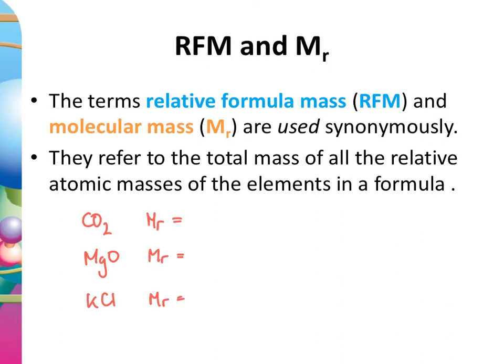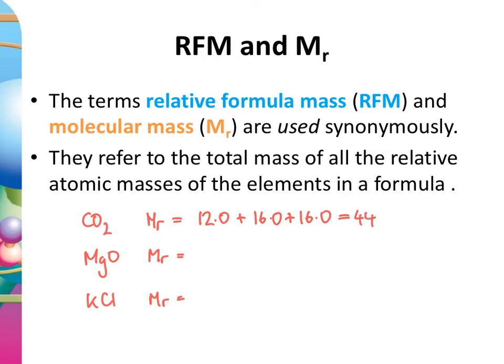Okay, so we're starting with carbon dioxide, and carbon has a relative atomic mass of 12.0, and there's only one of those. And then we have two oxygens, each of which are 16.0. So just doing this longhand, just to make it clear, that gives us a total of 44.